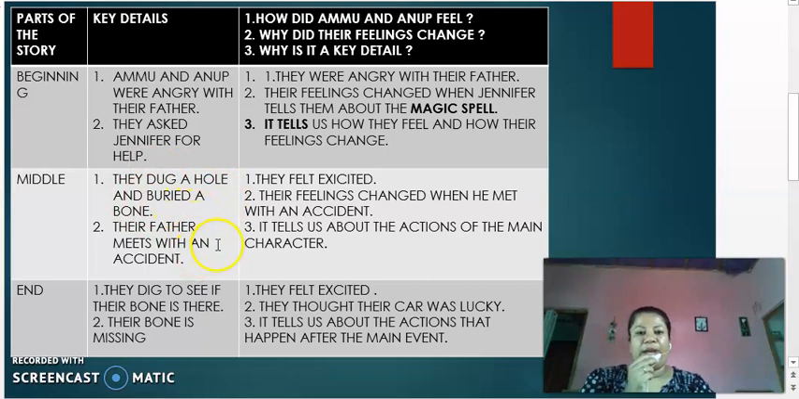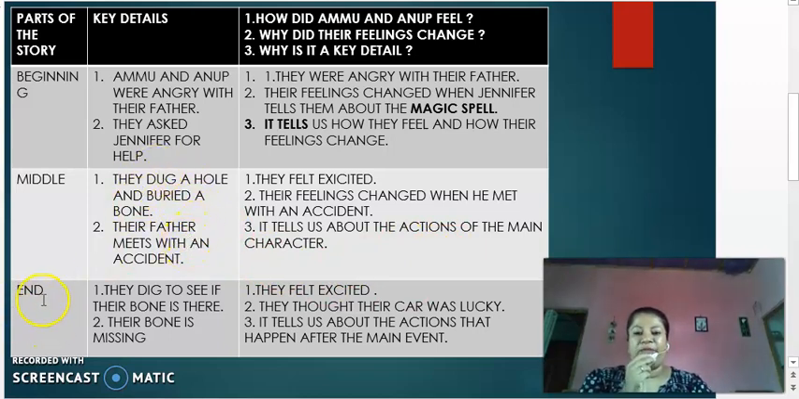But when their father meets with an accident, their feelings change and they become very sad, they become scared. They blame themselves. And then why is this a key detail? Because it tells us about the actions of the main character. The main characters over here are Amu and Anup.